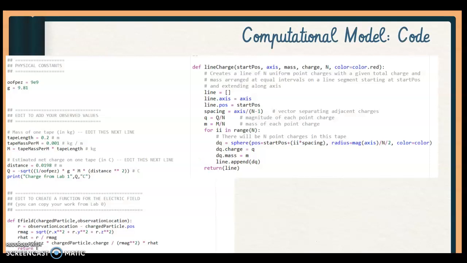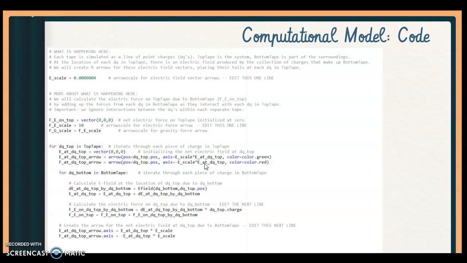We can also model this phenomenon in GlowScript. The initial code lists the constants as well as the observed values. Using these values, we estimate the charge on one tape. Next, we have a function to reference that will calculate the electric field. The next function creates a line of charge, as well as creating objects to represent the two tapes, with each tape modeled as a collection of point charges placed side by side in a line.